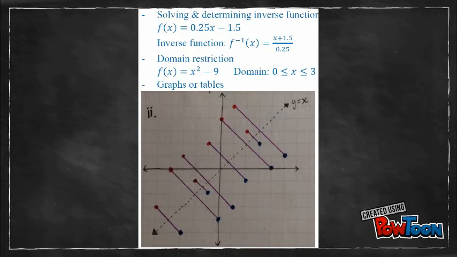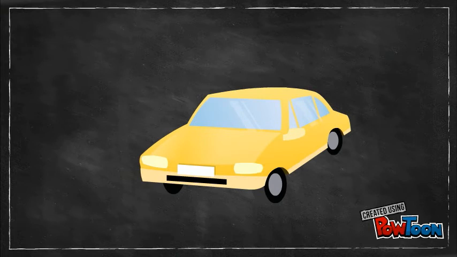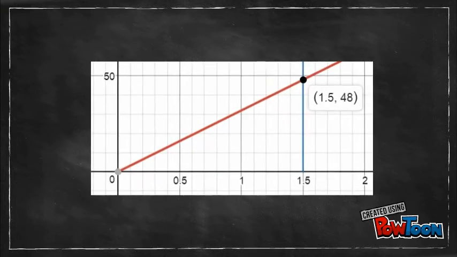These are some of my work showing the solving and determining of inverse functions, domain restriction, and solving inverses with graphs and tables. An example of application is to solve a physics problem. For instance, a physicist predicted that the velocity would be a function of time with the rule v equals 32t. At what time would the velocity reach 48 meters per second? Then the answer would be 1.5 seconds.